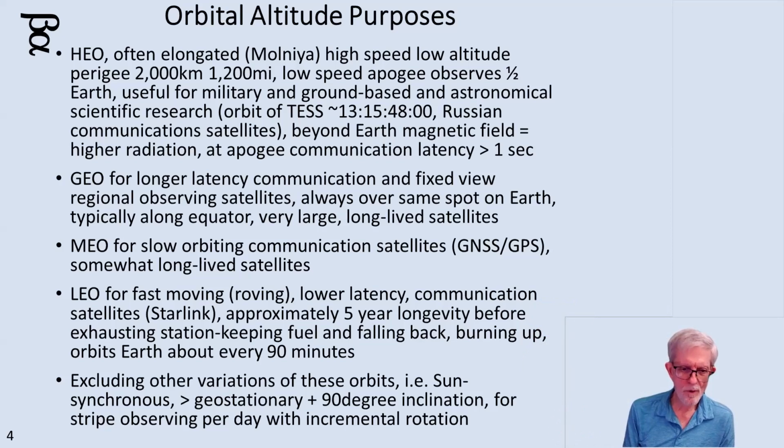Geostationary, we know that for communication satellites, but they're typically along the equator. Medium orbit, those are GPS satellites. Low Earth orbit, those are the constellation satellites. And we're not going to talk about all the other fancier orbits that have different inclinations or eccentricities. They're just variations on these satellite orbits.